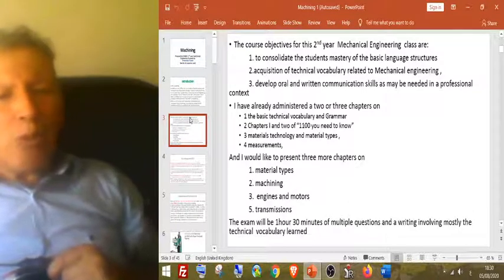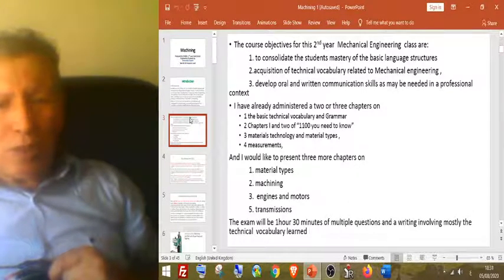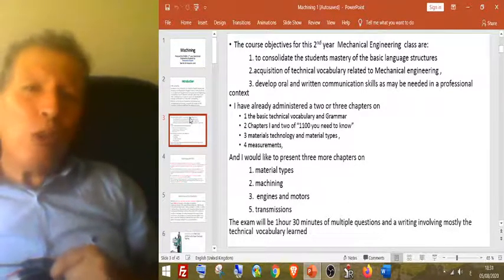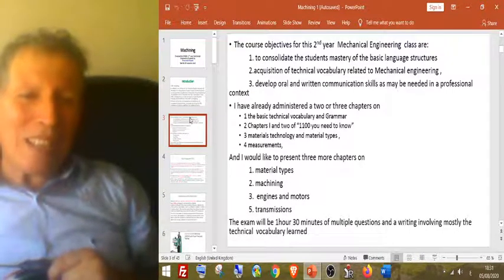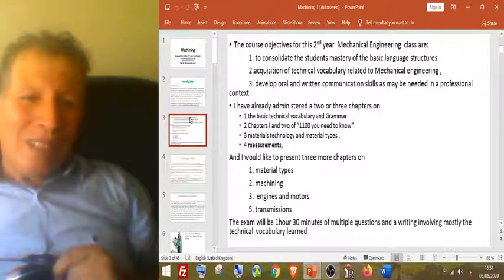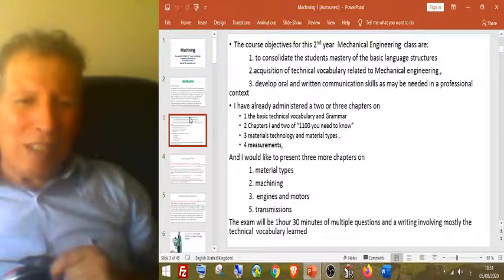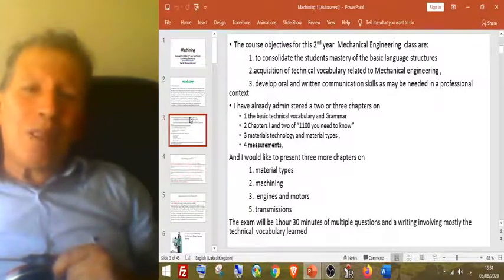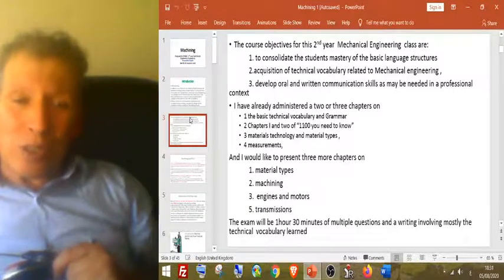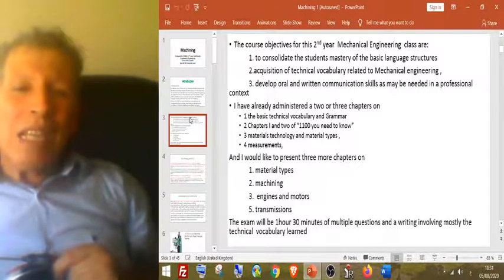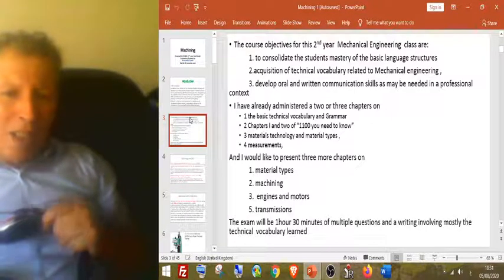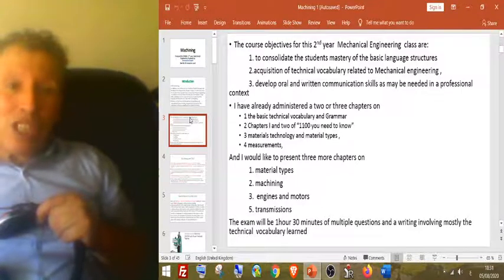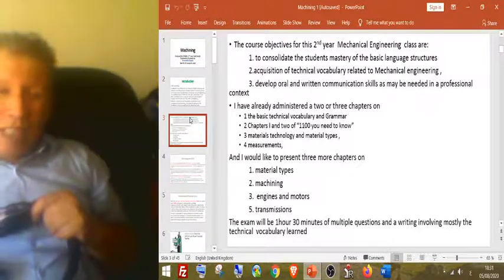Now I would like to present three more chapters very briefly. Don't worry, you will not be overloaded. I am particularly aware of that. Yes, one more chapter about material types, and I will leave it until later. And a second one on machining. This is today's session. And a last one, or penultimate one, on engines and motors.